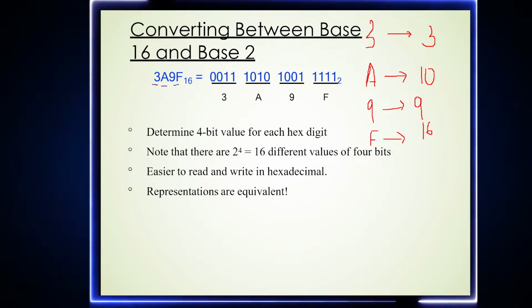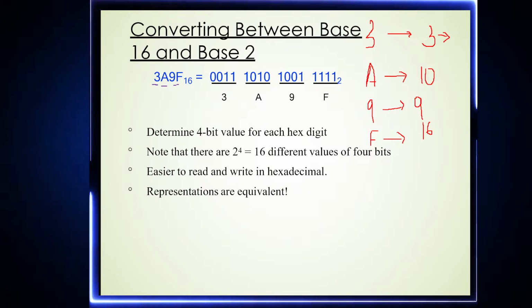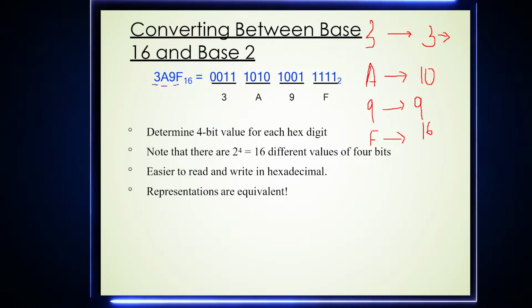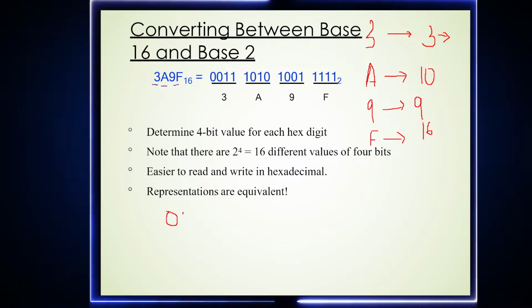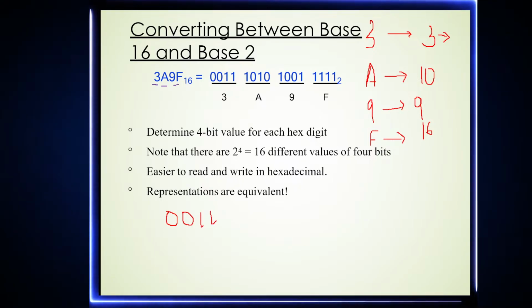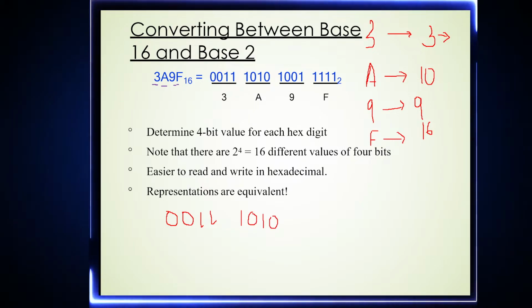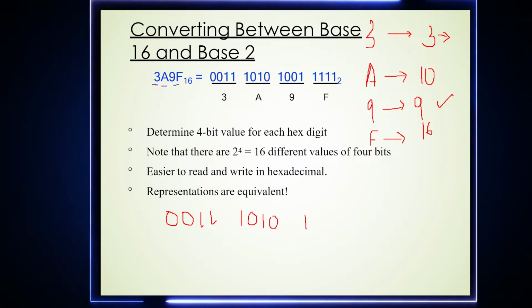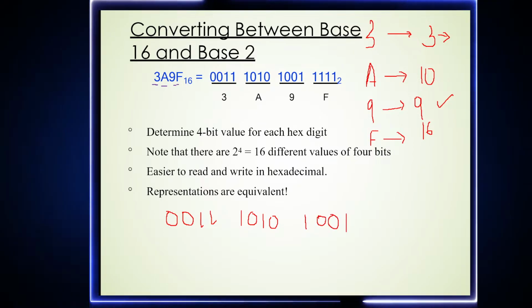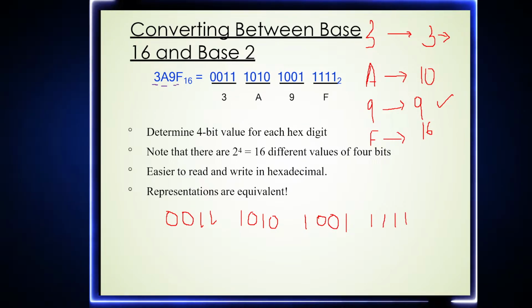Simple. Now we will convert these hexadecimal digits into binary. What is the binary of 3? Binary of 3 is 0, 0, 1, 1. Binary of 10 is 1, 0, 1, 0. Then we have 9, which is represented as 1, 0, 0, 1. And then we have 16, which is 1, 1, 1, 1.